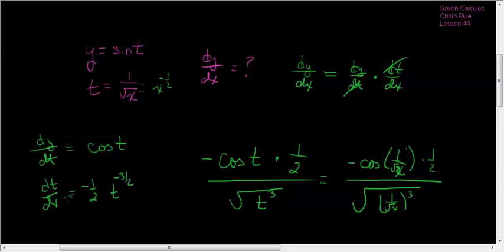Okay, whoops, I found my mistake. My mistake's right here. dt/dx is x to the negative 3/2, not t to the negative 3/2. So this becomes x to the negative 3/2. I'm just going to erase all this and start over here.